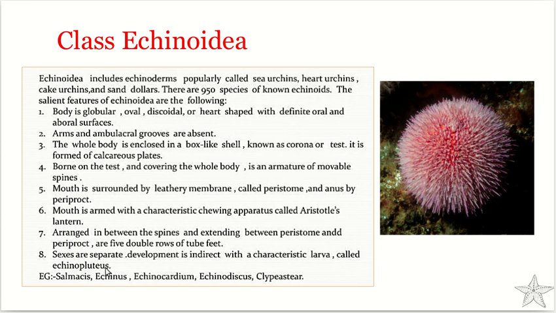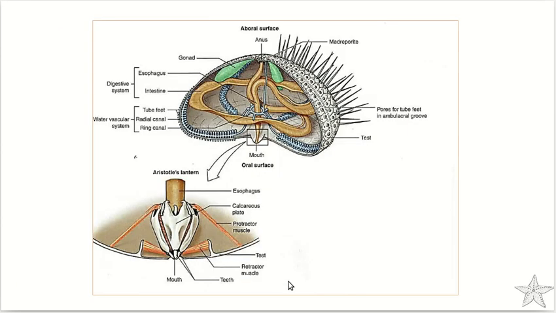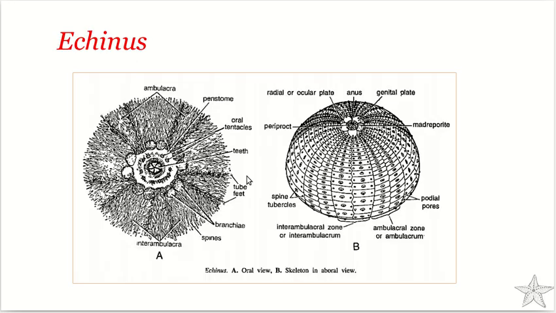Now what are the major examples? Echinus, Echinocardium, Echinodiscus, Clypeaster, etc. are the major examples from the class Echinoidea. And here you have the structural detail of Echinus. It is a bottom dwelling sea urchin, a slow moving gregarious echinoderm, usually inhabiting the rocky seacoast in large groups. The body is globular or hemispherical in shape with definite oral and aboral surfaces. The arms and the ambulacral grooves are absent.